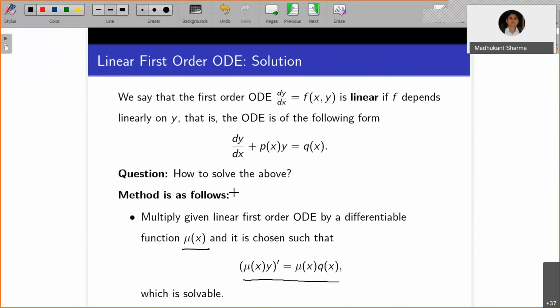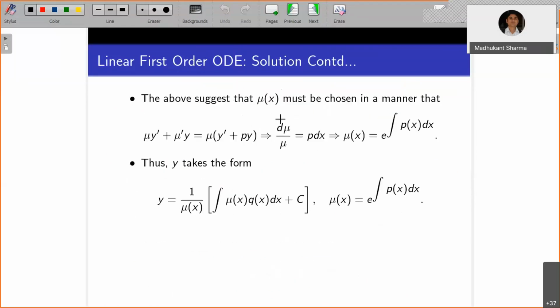And then, as I equated mu of x times y dash equals mu times this, and then getting mu. So the above suggests that mu x must be chosen in a manner that, this stuff I have already explained to you. You can look at it when you have this slide as well. So this is mu times y full derivative, and this is the left hand side of the original equation, mu times y dash plus p y.